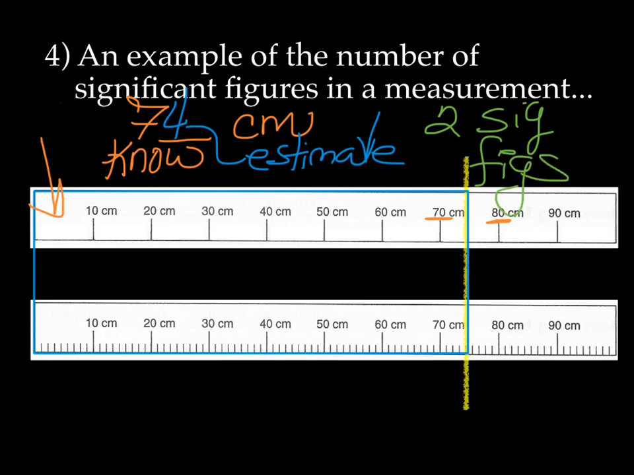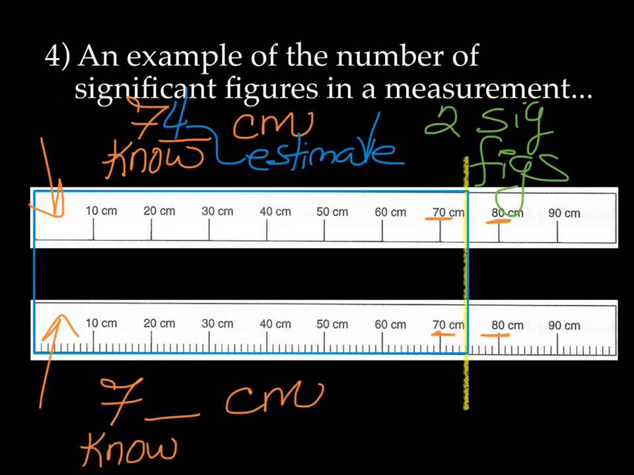Now let's measure the box again using the lower ruler. Okay, and again, the box lies between the 70 and the 80 centimeter mark. So we know it's going to be 70-something centimeters. We know the 70. And this time we also know the 4. So using the bottom ruler, we came up with 74 centimeters.